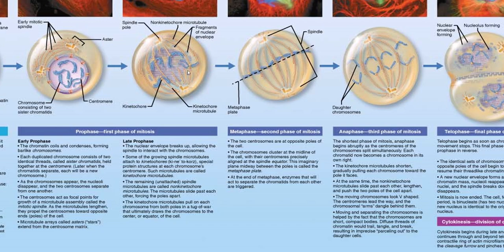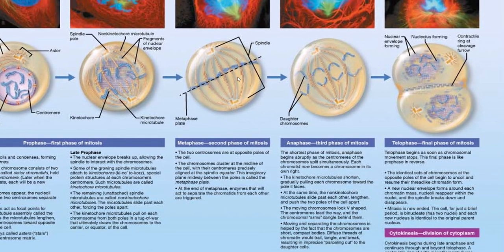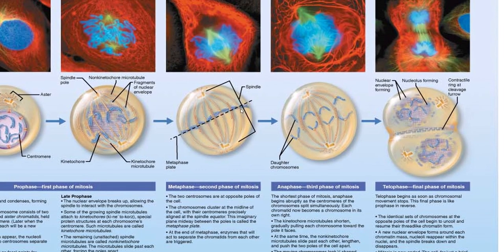By the end of prophase, the chromosomes are attached to the mitotic spindle by what we call kinetochores. The nuclear envelope has essentially completely broken apart at this point, and the chromosomes start to migrate to the middle of the cell. In the second phase of mitosis, called metaphase, all of the chromosomes are lined up on an imaginary line that we call the metaphase plate.